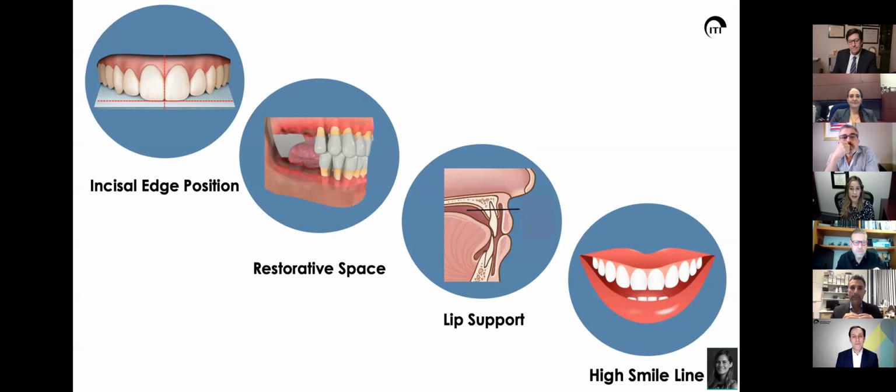My favorite is high smile line or excessive gingival display, because it is very easy to identify, but the secret truly lies in the diagnosis.